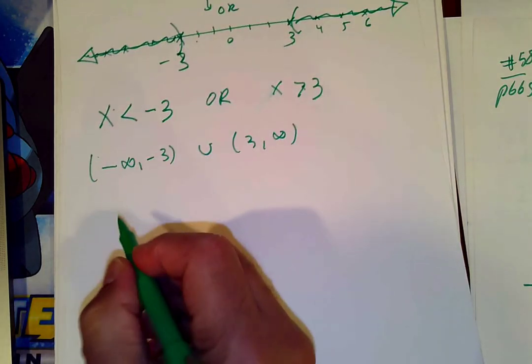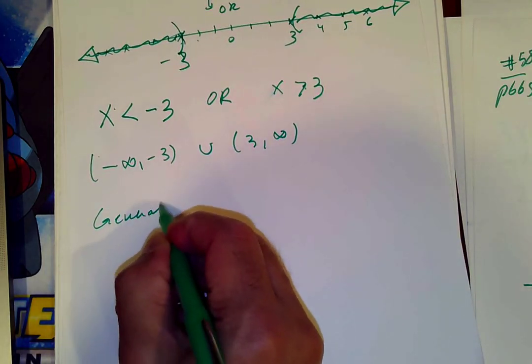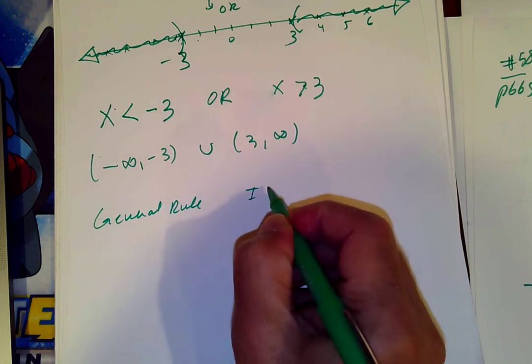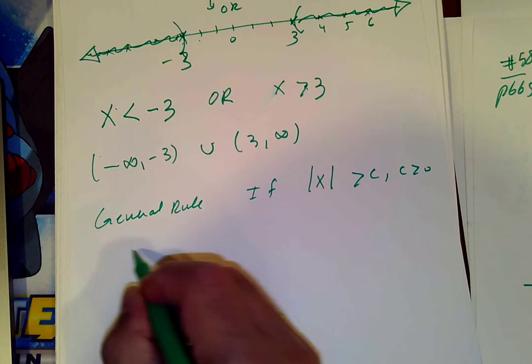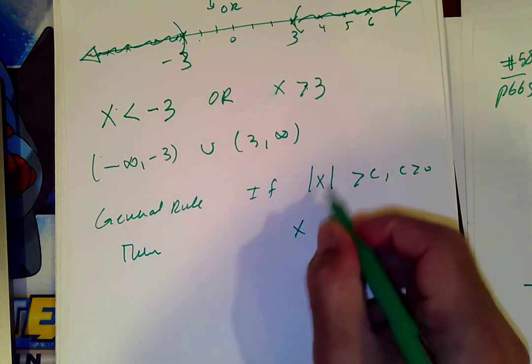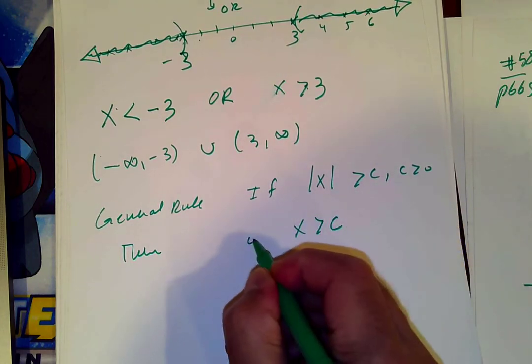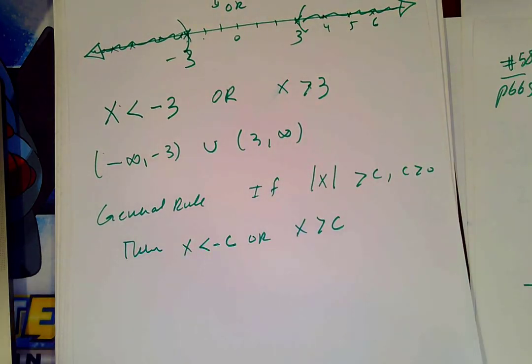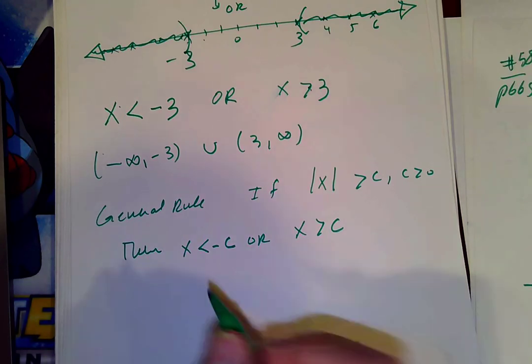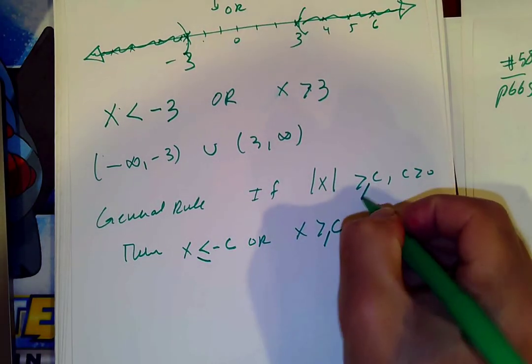So as a general rule, if absolute value of x is greater than c, where c is positive, then you drop the absolute value to get this part, or you flip the inequality and make c negative. And same thing with the equal sign. Okay?